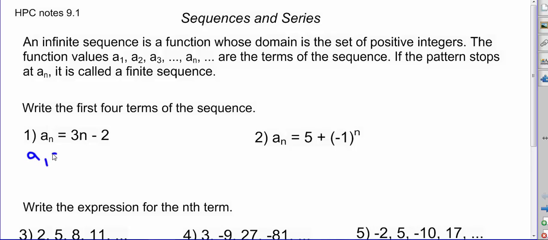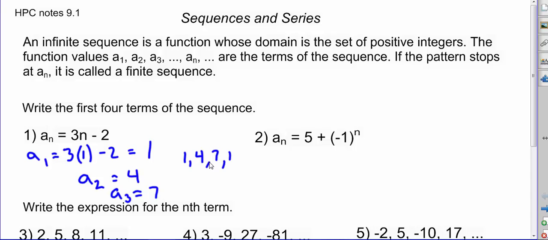When we say a sub 1, that means 3 times 1 minus 2, or just simply 3 minus 2, or 1. A sub 2 would be 3 times 2 minus 2, so that's 4. And I think you could probably figure out the pattern here. So the first four terms are going to be 1, then 4. If we did a sub 3, I'll put that down there as well. 3 times 3 minus 2, that's 7. And the next one is 10. Those are your four terms.